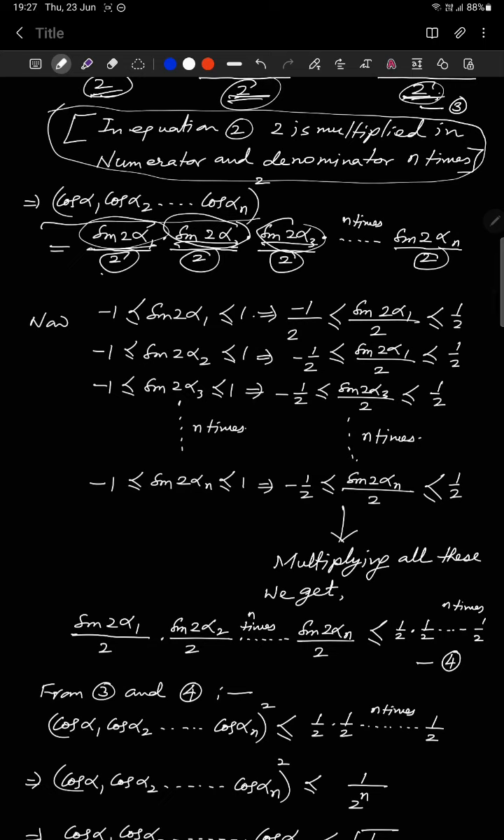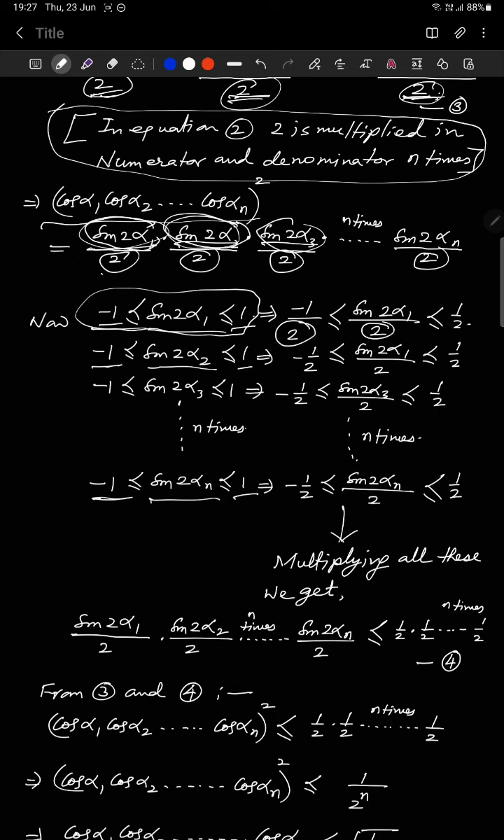Now the next thing we have done is, each of sin 2 alpha 1, sin 2 alpha 2, and so on will be lying between minus 1 to 1. Similarly, sin 2 alpha 2 will be lying between minus 1 and 1, and sin 2 alpha n will also be lying between minus 1 to 1. Then throughout this we are dividing by 2. You can see 2 is written in the denominator, so that this minus 1 becomes minus 1 by 2.